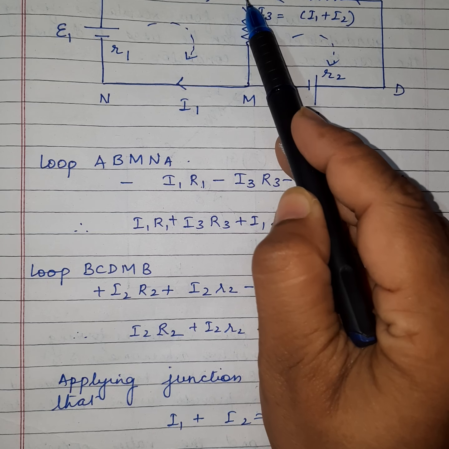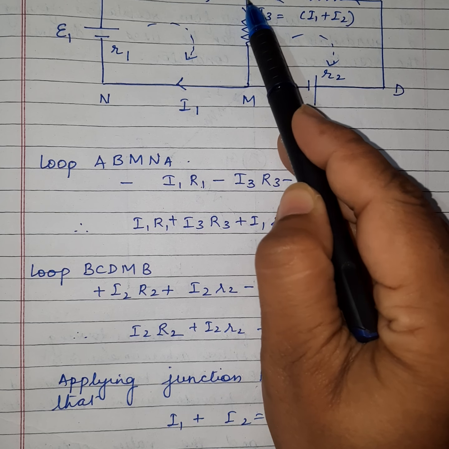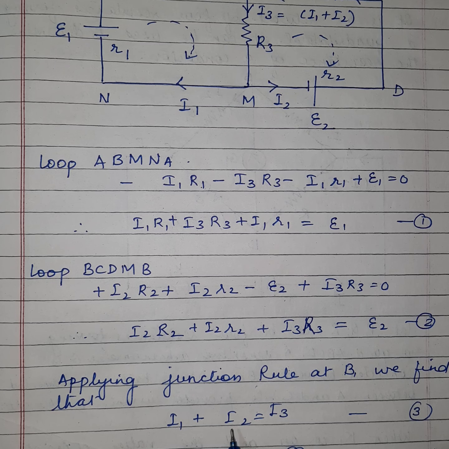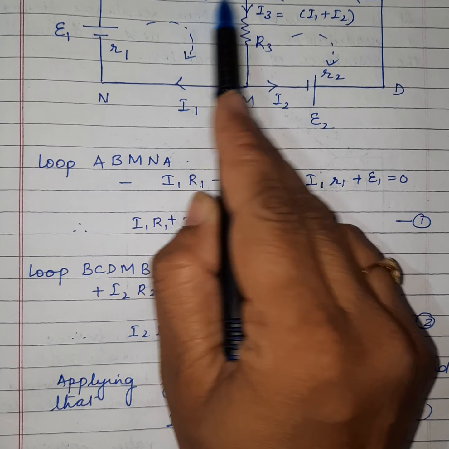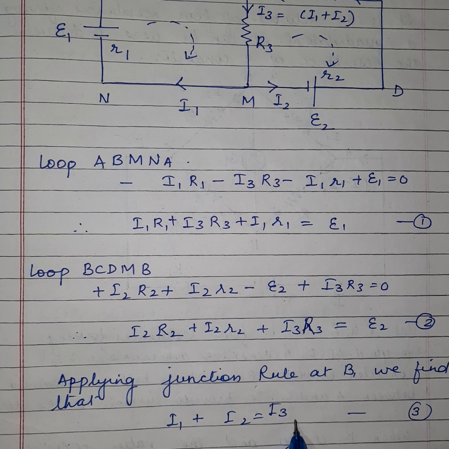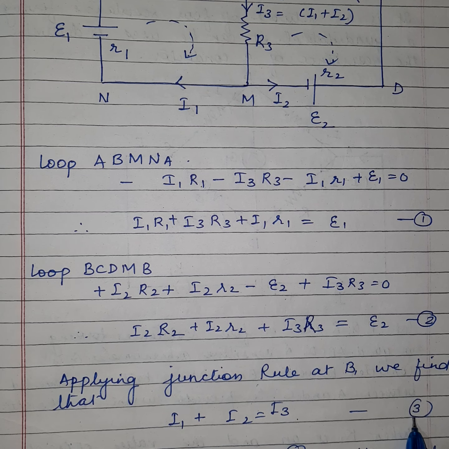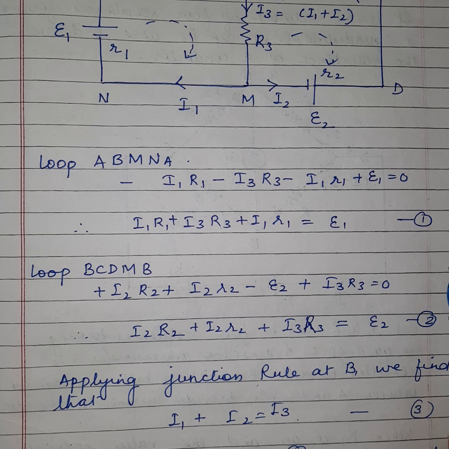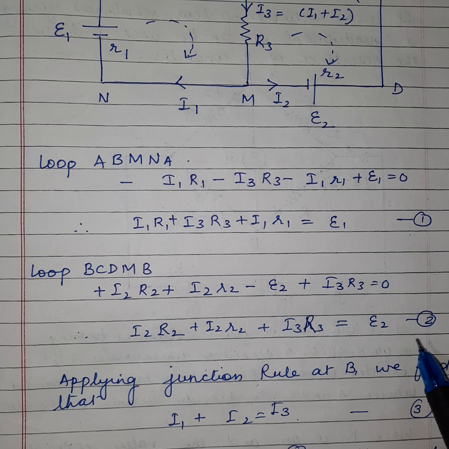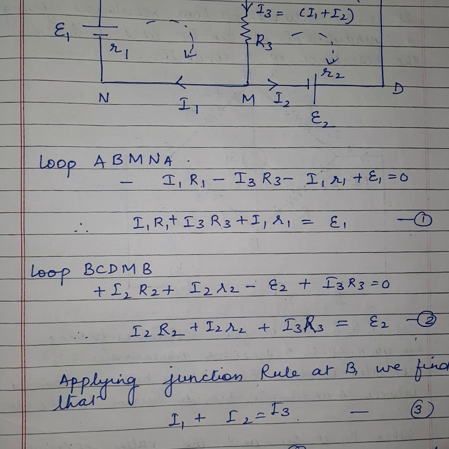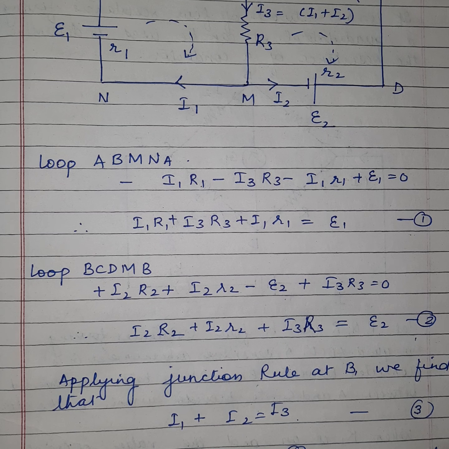Here we have a junction, so we are applying the junction rule at B. So I1 plus I2, this is I1 and this is I2, is equal to I3. So this is the third equation. When we solve these three equations, equation 1, 2 and 3, simultaneously, we can find out the values of I1, I2 and I3. These currents can then be used for finding the potential differences across the various resistances.